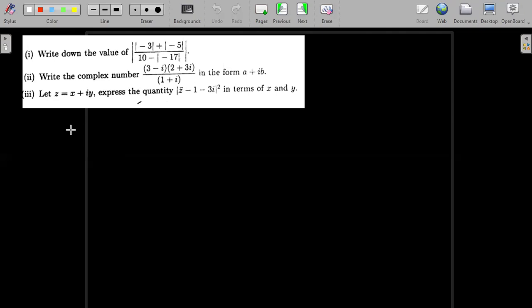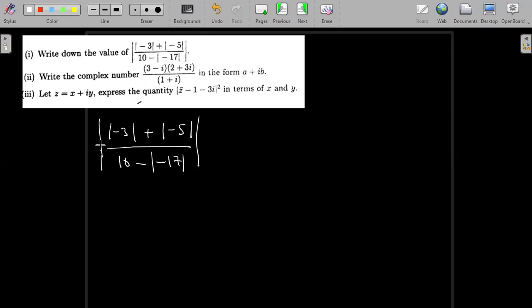All right, so the first question says write down the value of the modulus. So we have the modulus of, outside, modulus of -3, plus modulus of -5, divided by 10 minus modulus of -17, like that. Then there's the outer modulus there. So now, what are we supposed to do here?